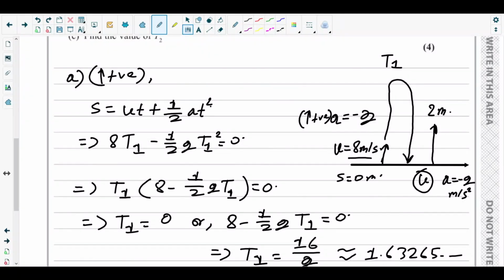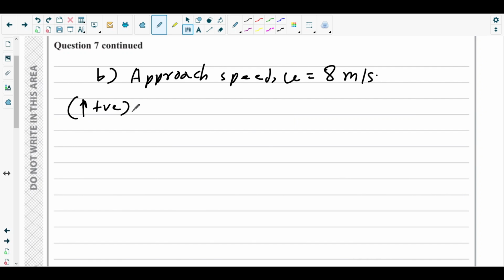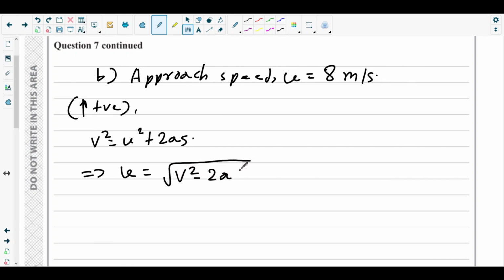So 2 meter is basically the maximum height, right? At maximum height, final velocity would be 0 meter per second. So we can easily now find out the rebound speed using this formula. We know the final velocity, we know the displacement, and we know the acceleration. So v squared equals u squared plus twice of as. We need to find out u, so u would be square root of v squared minus twice of as, right?